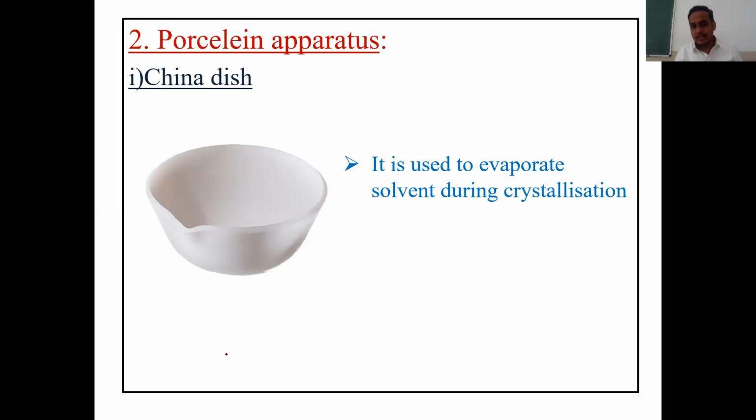So in that case, we are going to use the China dish, which is highly resistant to heat, which means if you are going to apply more heat, the China dish is not going to break. So whenever you are going to heat for a longer period of time, you are not going to use glass apparatus, but you are going to use porcelain apparatus like the China dish.